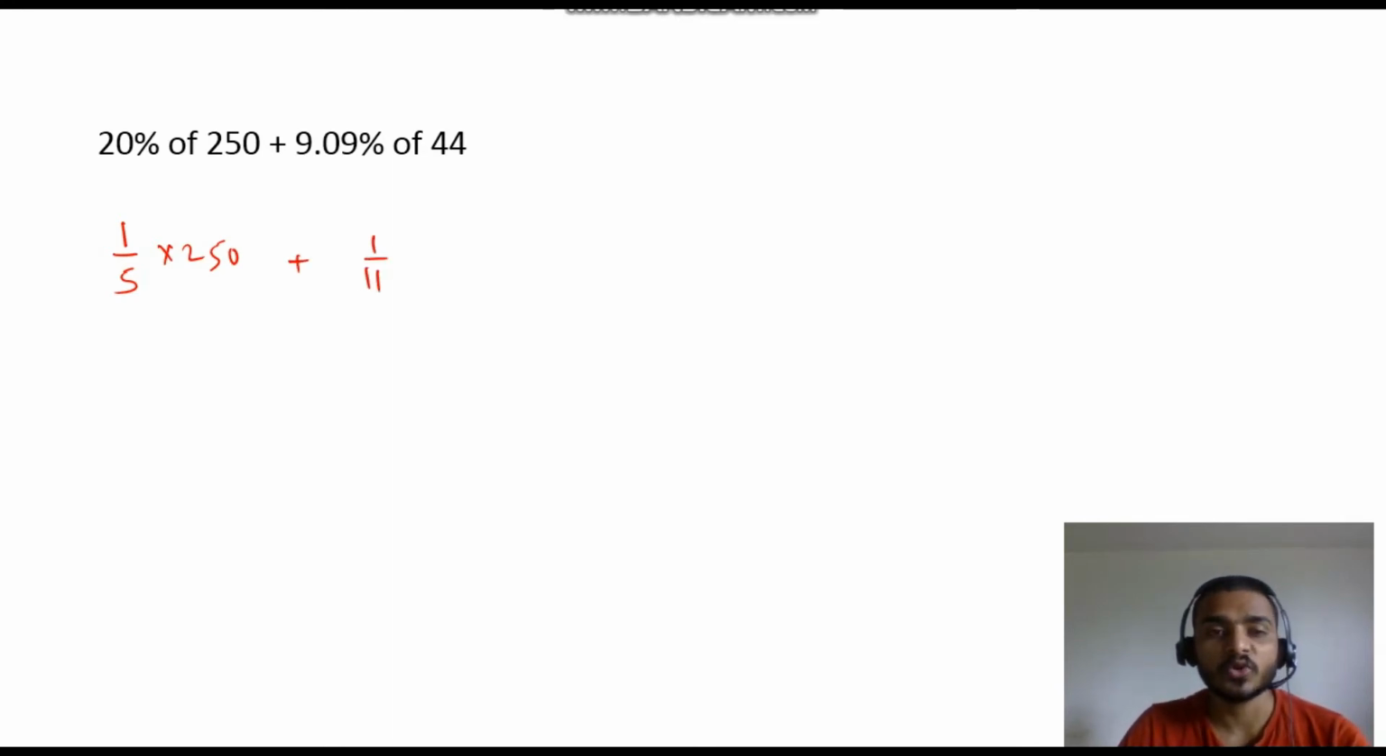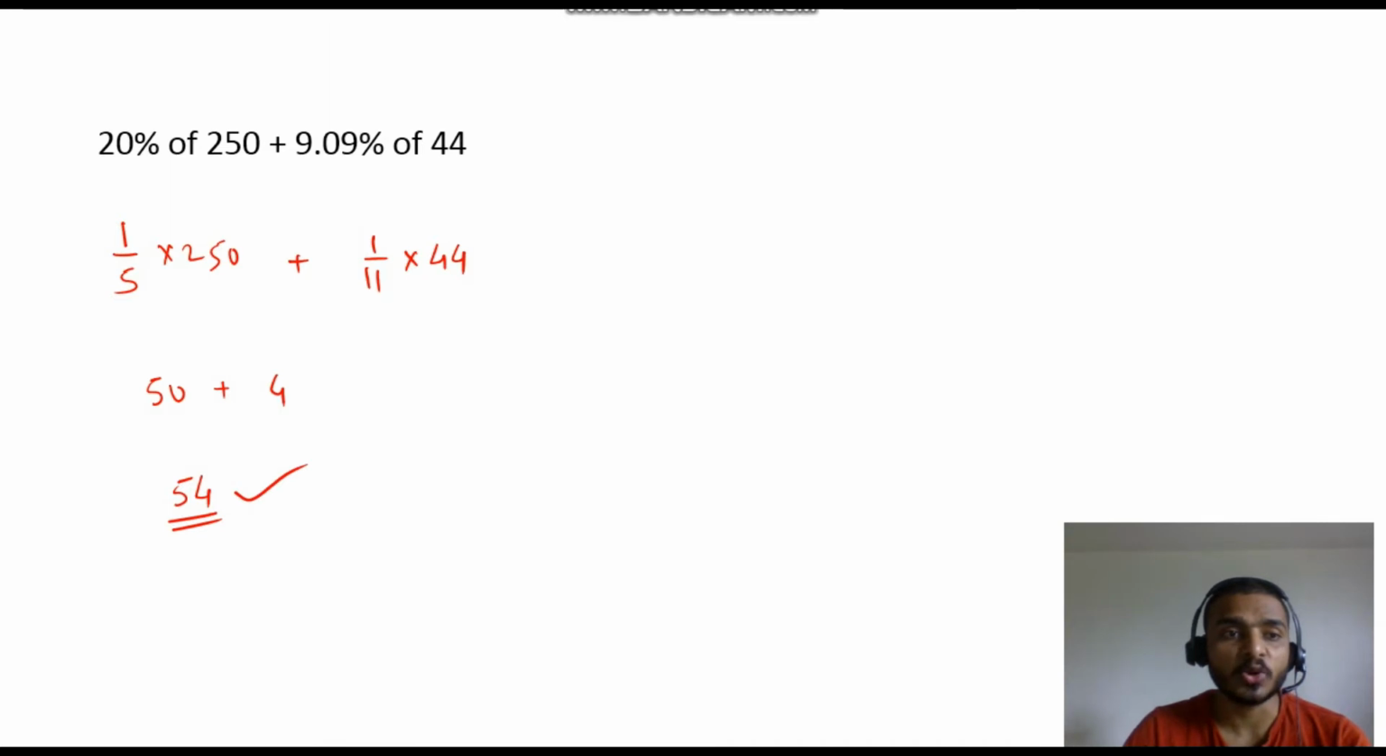So if you know this, then this becomes a very simple calculation. So 1 by 5 of 250 is 50, and 1 by 11 of 44 is 4. So 50 plus 4 is 54. See, the question became a matter of two steps and a few seconds only when you know that 20% is 1 by 5 and 9.09% is 1 by 11.